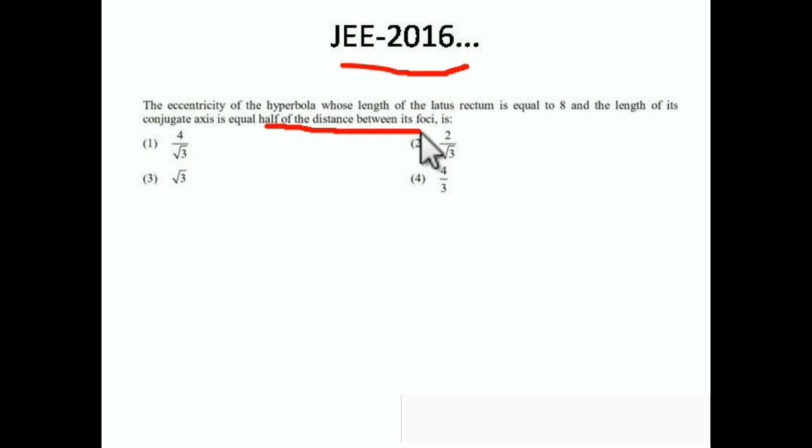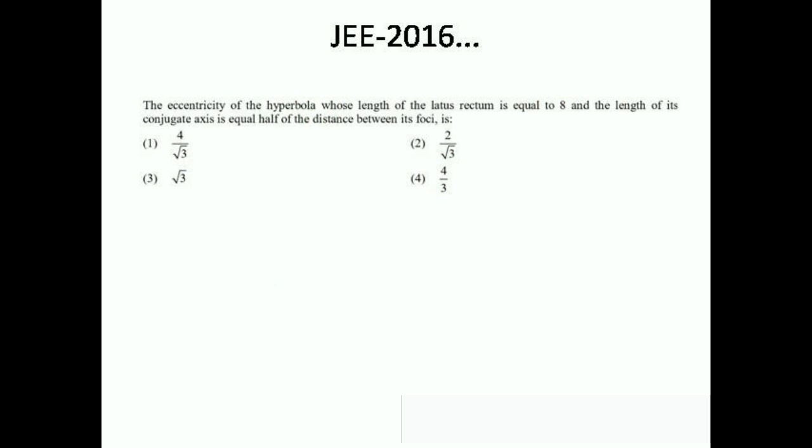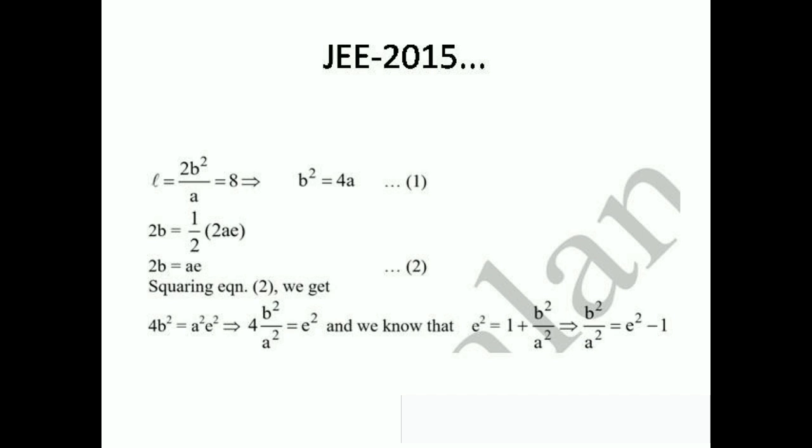Now we have the coordinates of foci. As we see in this, the coordinates of this foci is a comma 0 and this foci is minus a comma 0. So distance between two foci is 2ae, and they say that the length of conjugate axis is equals to half of the distance between its foci. That means 2b is equals to half of 2ae. This we have, and we have to find out the e.